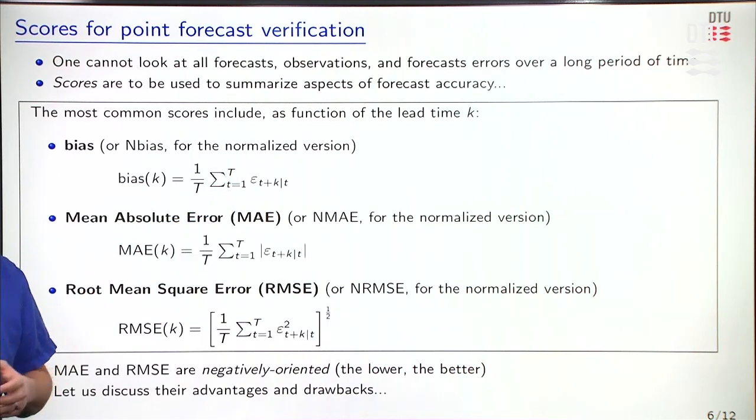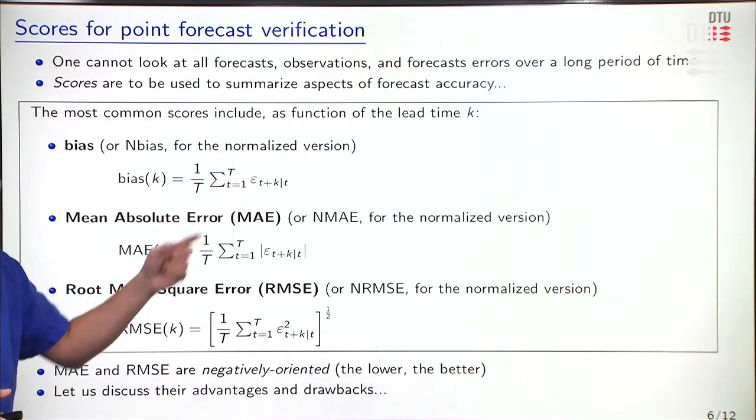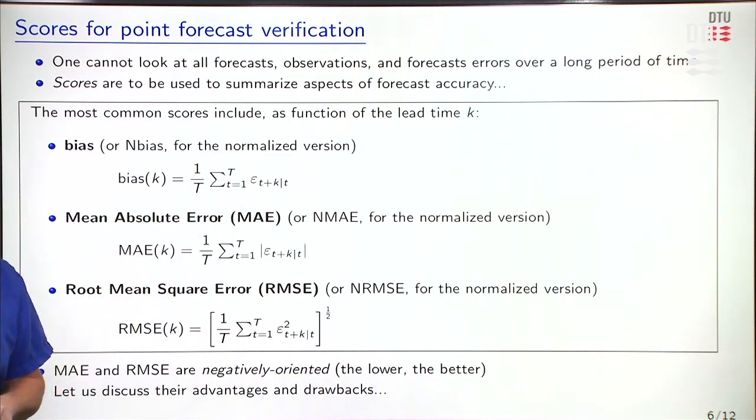So you have 1 over T, sum t equals 1 to big T of all the forecast errors. As you may expect, you would like this bias to be as close to 0 as possible, since it will tell you about some systematic error you seem to be making with your forecast.